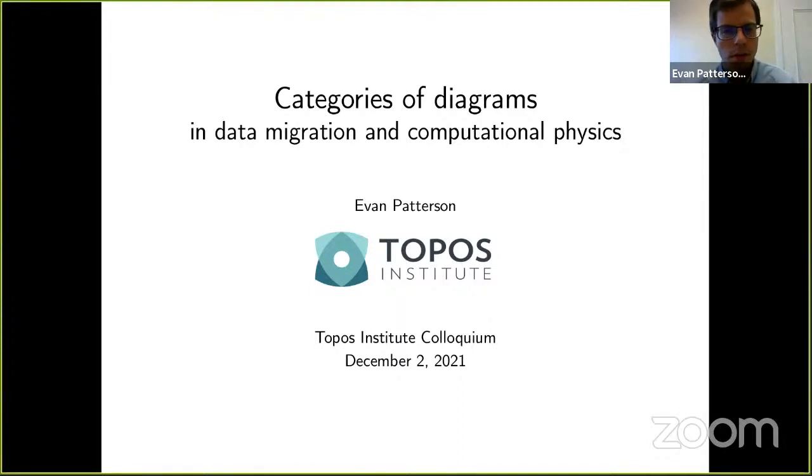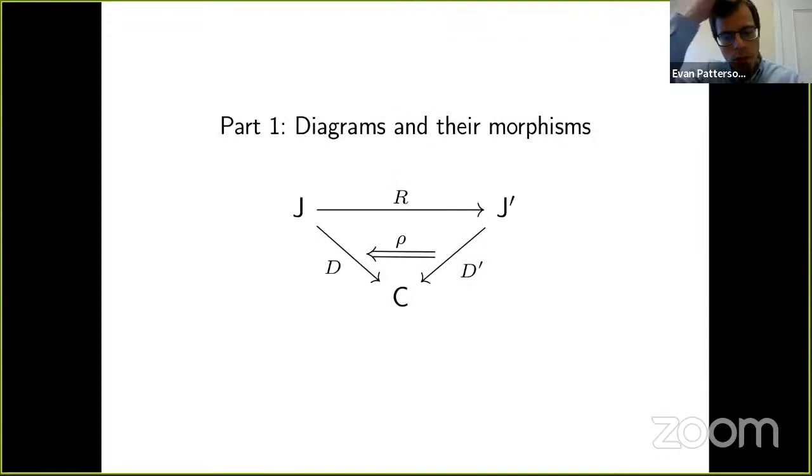So one is data migration in categorical databases, and the other is a project, of quite a different flavor, related to computational physics. So I think it's interesting that we'll see some of the same concepts appear in these quite different settings. To get started, I'm just going to talk about some of the basic notions here. This won't take too long, and then we'll get to the applications.